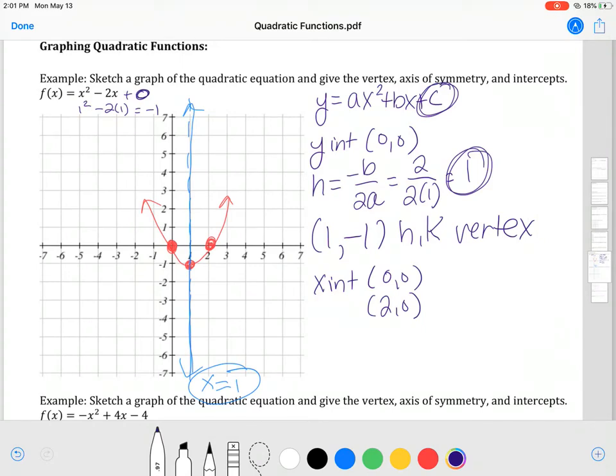Another thing to point out when I graph this, I know that it should be concave up, a smile shape, because my a is 1, which is positive. So if I'm graphing this, I can also verify that my graph looks correct because I should know which way it's facing.